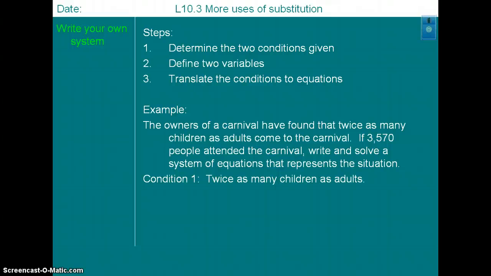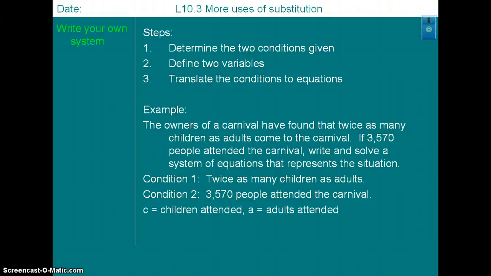The first condition: twice as many children as adults. The second one: 3,570 people attend the carnival. I'm seeing two variables here, the number of children attended and the number of adults attended. I will define them as C and A. The equation from condition number 1 is that children equals twice the adults. And condition number 2 gives us the equation C plus A equals 3,570. This is our system of equations to be solved.